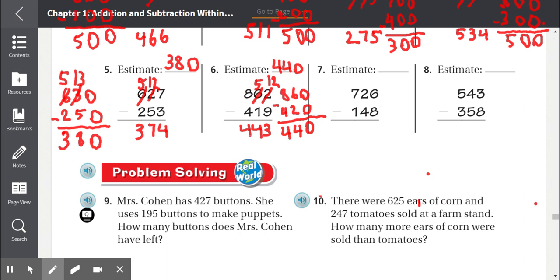Our estimate was 440. Number 7. First we estimate, then we find the difference. 726, since we're rounding to the nearest tens, 726 is between 720 and 730, but it is closer to 730. 148, rounding to the nearest tens, is between 140 and 150, but it is closer to 150.